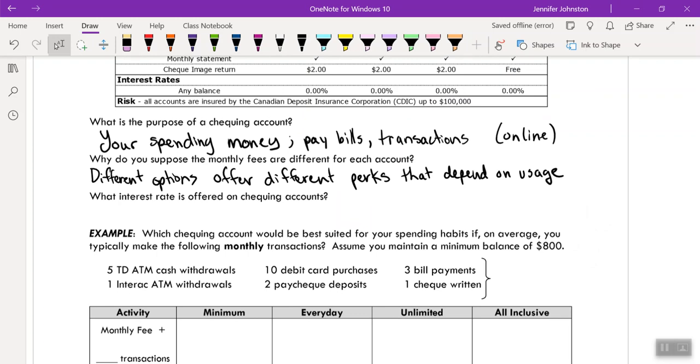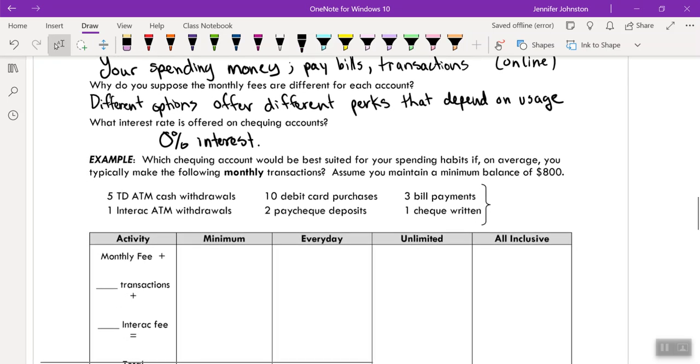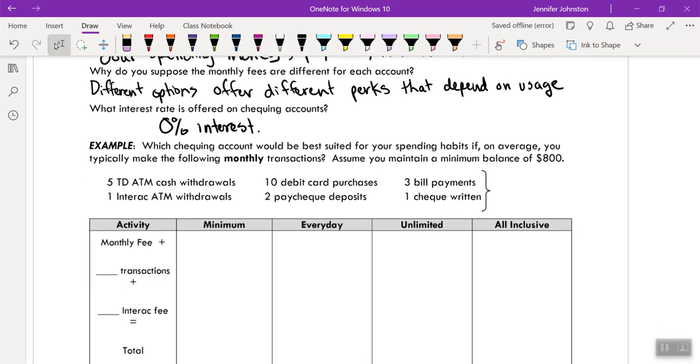What interest rate is offered on a checking account? On a checking account, you get no interest rate. It is 0% interest. There is nothing. So checking accounts, you get nothing. But savings accounts, you do. If you put money into a savings account, you get interest monthly.